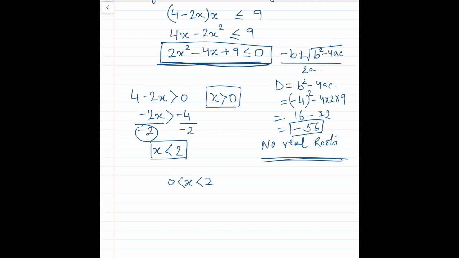Now that we have a range of x values, we have to check whether it works with the equation that we've got. We had 4x minus 2x squared is less than or equal to 9, and we can see that our range of values gives results less than 9, and that was the condition, that it needs to be less than or equal to 9. Equal to 9 wasn't working because it was giving us no real roots, whereas these values are less than 9. I hope it makes sense.